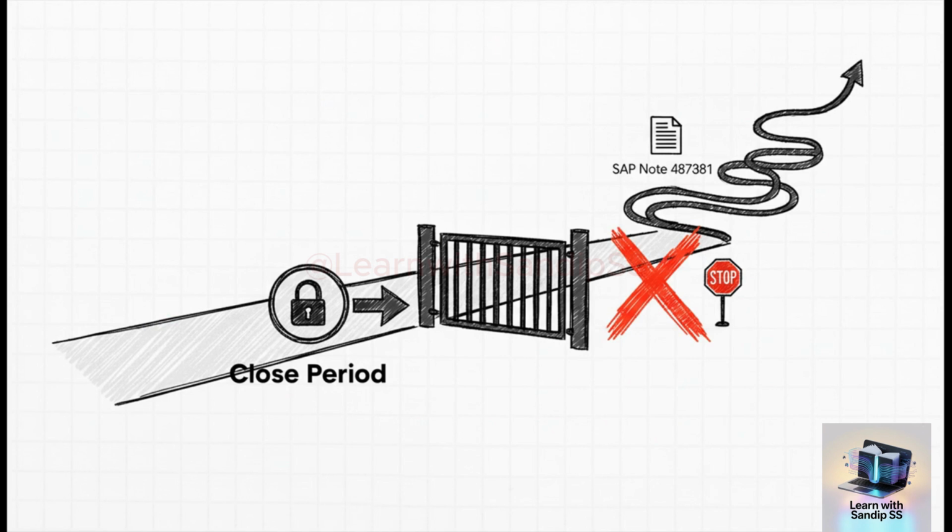And hey, if that warning wasn't clear enough, if you make a mistake and you close a period too early, you can't just run the program backward. It takes a special, pretty complex reinitialization procedure, which is all detailed in SAP Note 487381. The takeaway here is super simple. Be absolutely, positively sure before you hit execute.